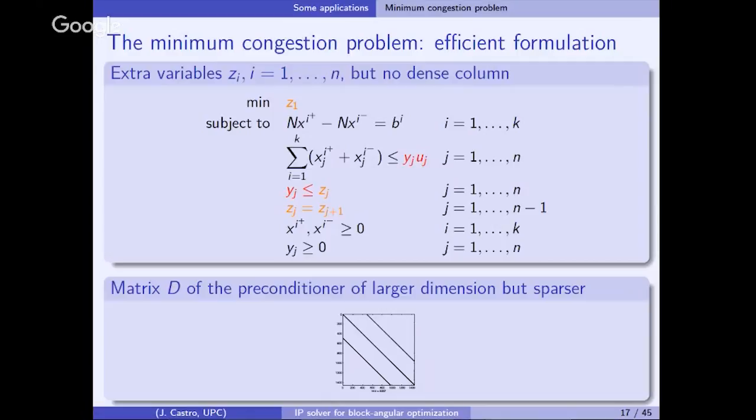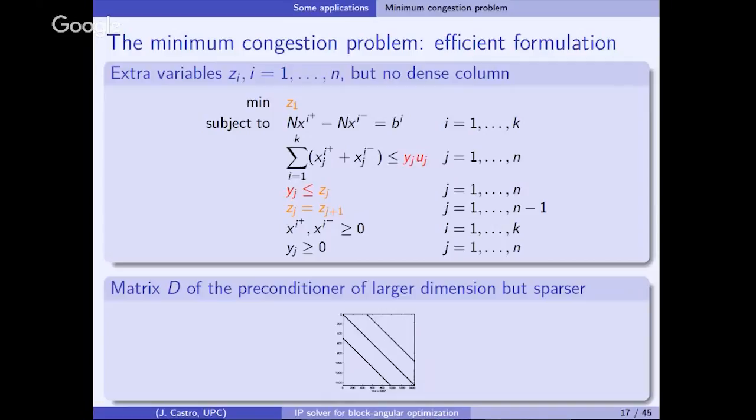Now we have more constraints. The matrix D, the preconditioner, is larger, but the number of non-zeros is very small. It's much smaller. So that's a much better formulation. And that's the one we use. And this is a block angular problem with quite a lot of linking constraints, but the structure of the linking constraints is very simple, okay?